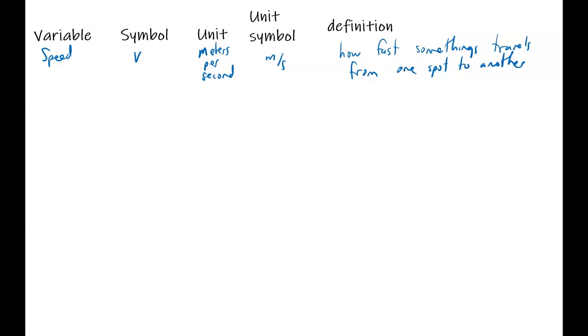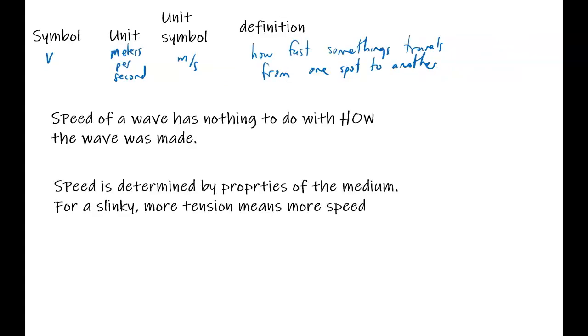So in the slinky, speed was determined by properties of the slinky itself. Had nothing to do with how you made the wave. So what we found, unlike all of those other parameters, this is the one that's determined solely by the medium. There's nothing you can do about how you make the wave that will affect how fast it travels. That's just a function of the medium the wave is traveling through.